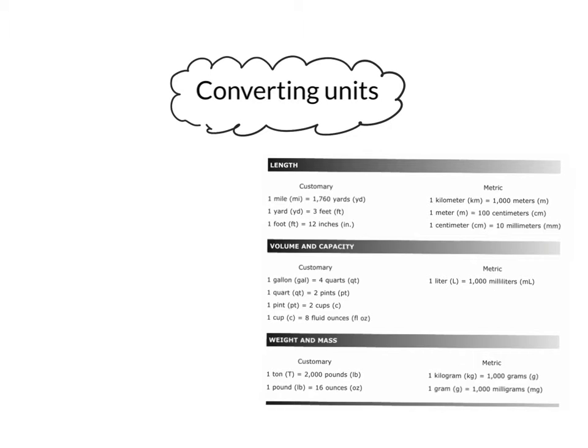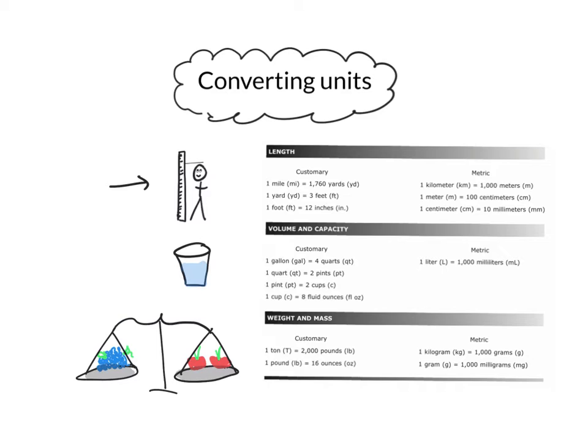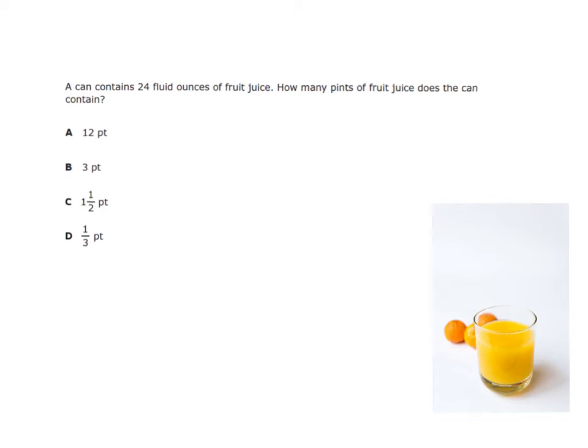The problems we're going to look at here have to deal with converting units, and for these you're going to need your formula chart. The first section of your formula chart talks about length, such as figuring out how tall you are or how far it is between two locations. The second section talks about volume, how much space there is inside an object, or maybe how much liquid there is inside a cup. And the final section talks about weight and mass, how heavy an object is or how much matter it has.